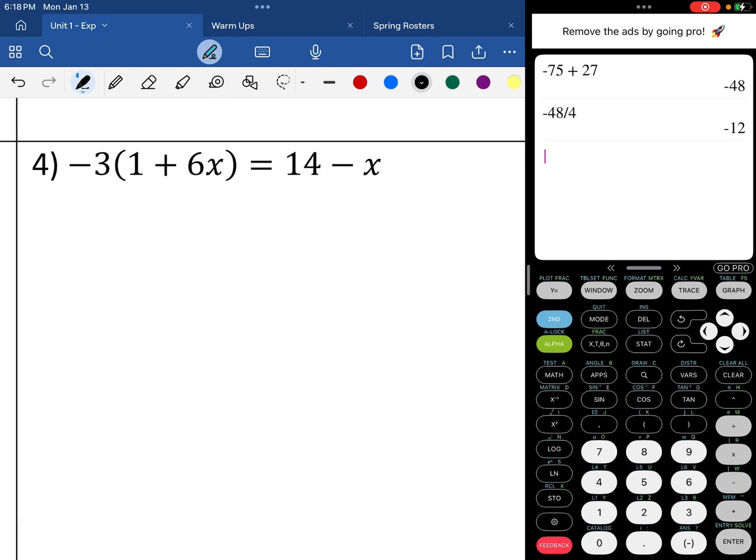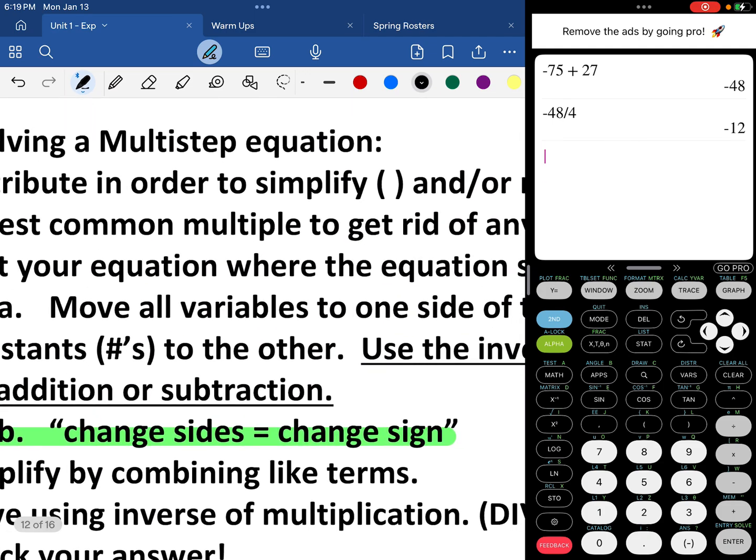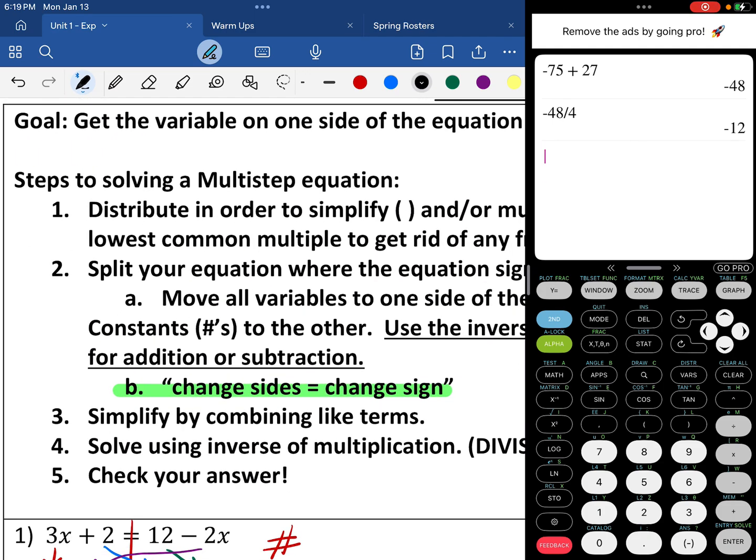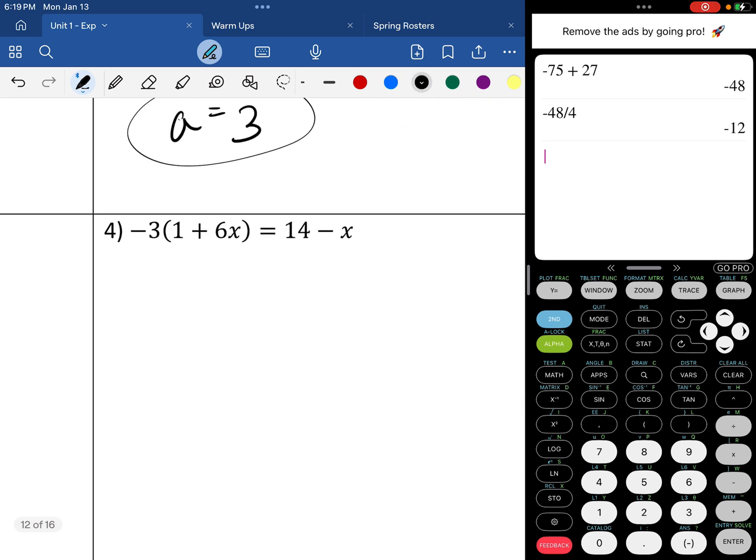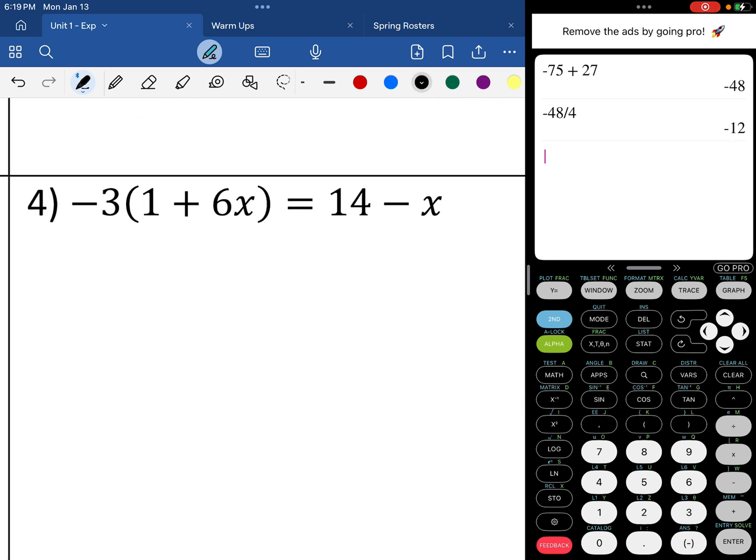So we got a little bit more going on now. We have parentheses. If we look back to step number 1, it says to distribute in order to simplify the parentheses. Well, we already talked about distributing. That just means that we have to multiply. So negative 3 times A, negative 3. Negative 3 times 6x, negative 18x.